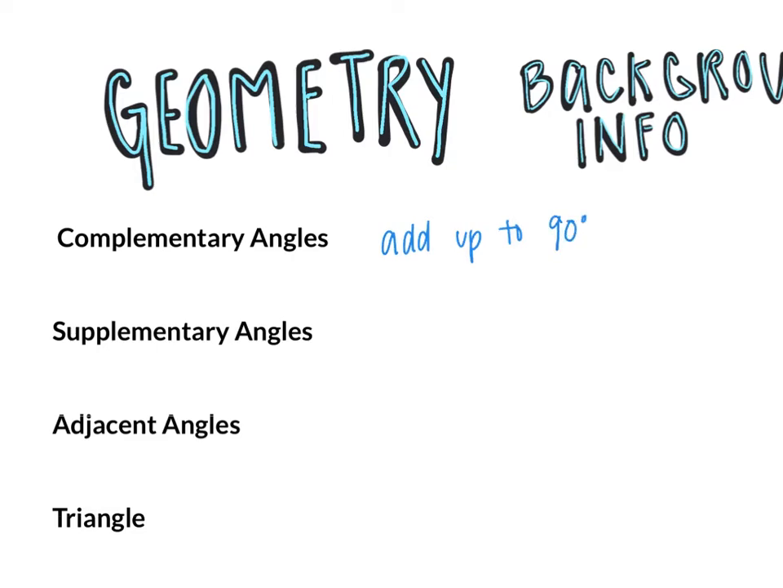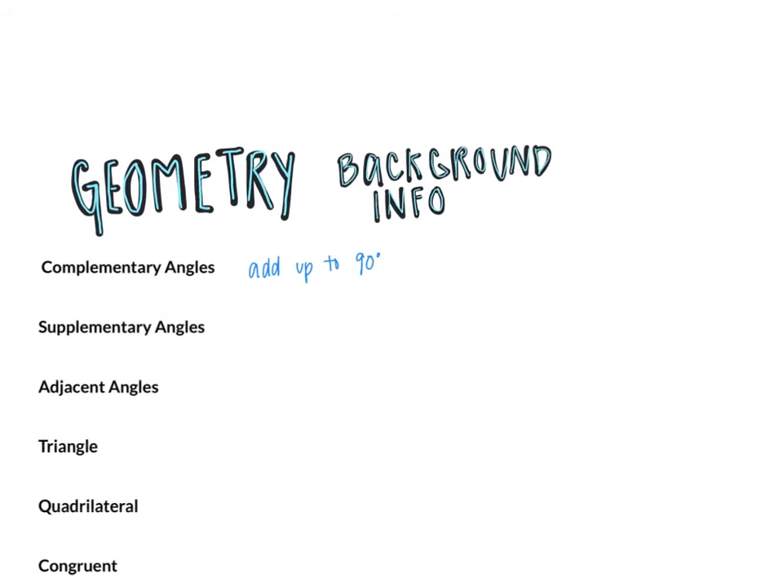Okay, and I'll just show you a little example of that real quick. So say I have a 90-degree angle, and then I have this split a couple ways. Angle 1, have that in red. Angle 2, have that in green. Angle 1 and 2 would be complementary. Okay?